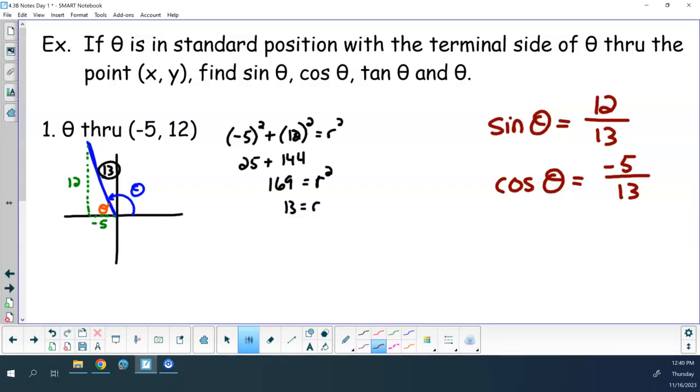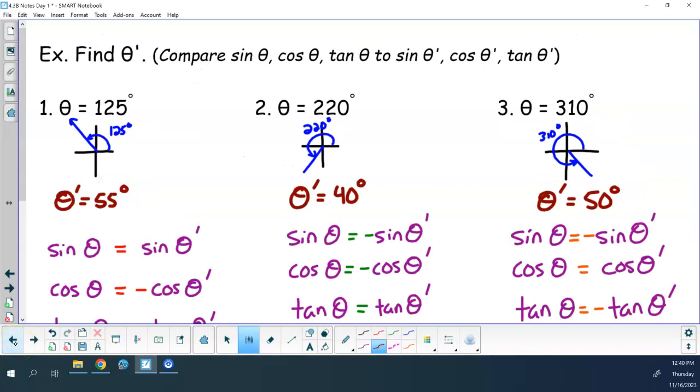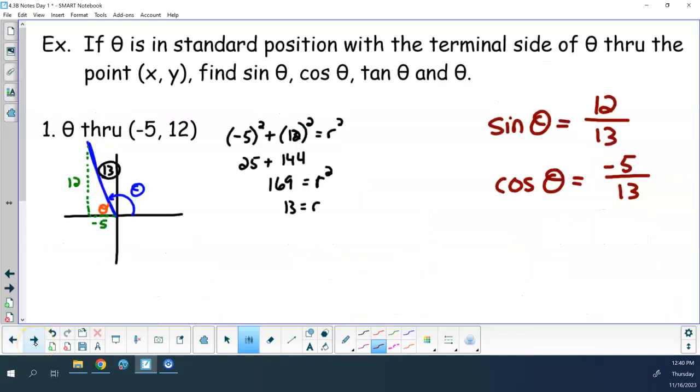Is it supposed to be sine theta? Nope. I want sine of theta. So how's it not sine theta? Because we just found that if we're in quadrant 2, the sine of theta is the same as the sine of theta prime. That's one. Okay? What would the tangent of theta be? -12 over 5. Is tangent negative in quadrant number 2? Yes.